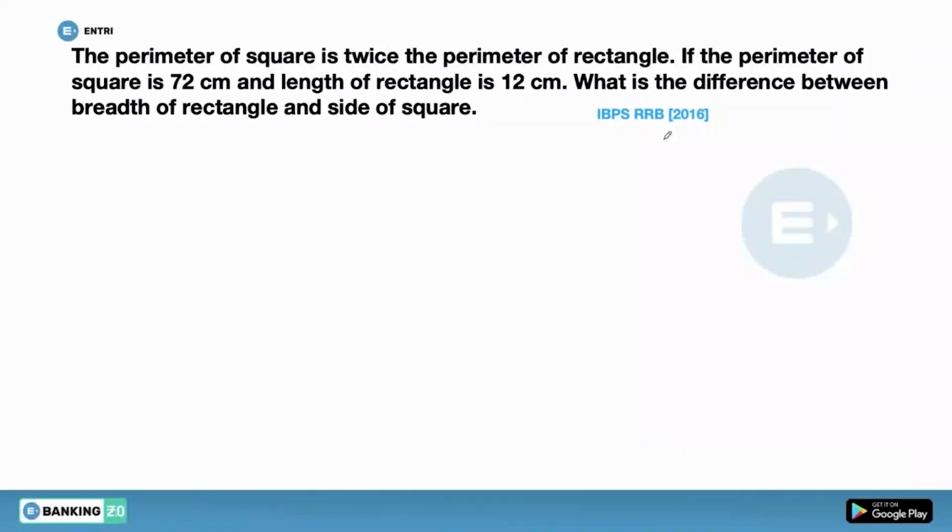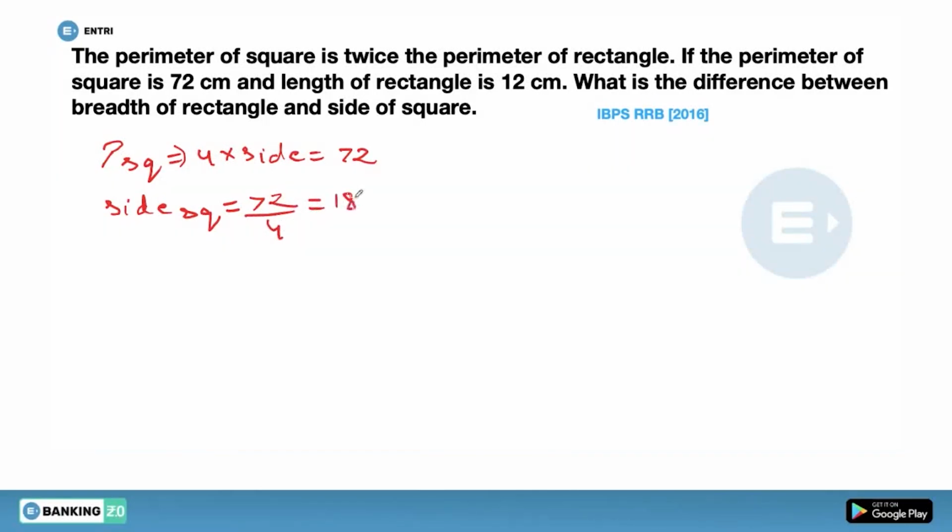Now I know that the perimeter of the square is twice the perimeter of the rectangle. Fine. So let me write it. The perimeter of the square would be what? The perimeter of the square is 4 times its side, and I am given that its perimeter is 72. That means what is the side of the square? This means the side of the square would be 72 divided by 4, and what will it give? It will give its value as 18 centimeter.